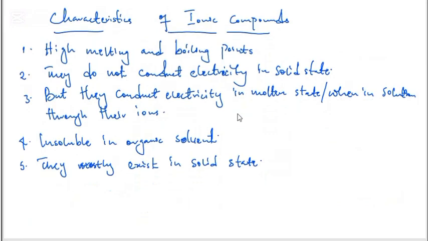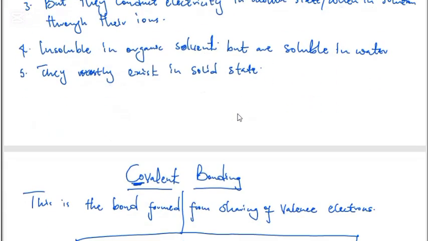Then next, we look at the characteristics of ionic compounds. We say they have high melting and boiling points because of their strong electrostatic force. Then they do not conduct electricity in solid state, which is the state in which they exist majorly. Then number 3, we say they conduct electricity in molten state or when they are in solution. Then next, we say they are insoluble in organic solvents, but are soluble in water. Then lastly, we say they mostly exist as solids.